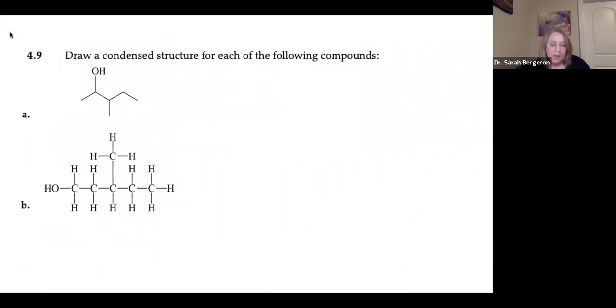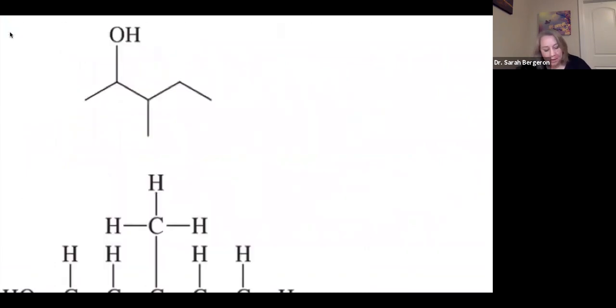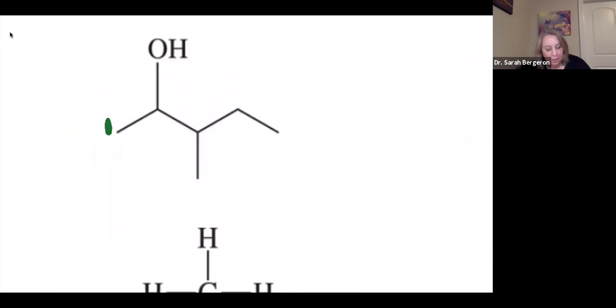Here we go. Draw a condensed structure for each of the following. So condensed is not our skeletal, right? In A, we're showing skeletal. So now we want to show a condensed form. If we look at A, I'm going to number my carbons. I love to number my carbons. So I'm going to go 1, 2, 3, 4, 5. And then I'm going to highlight anything that's attached.